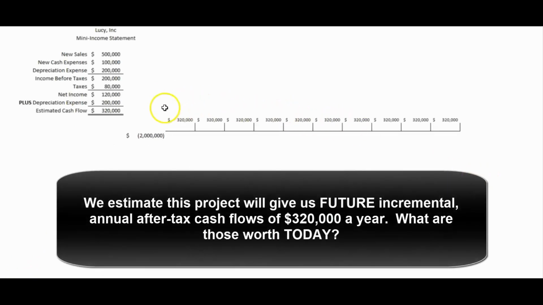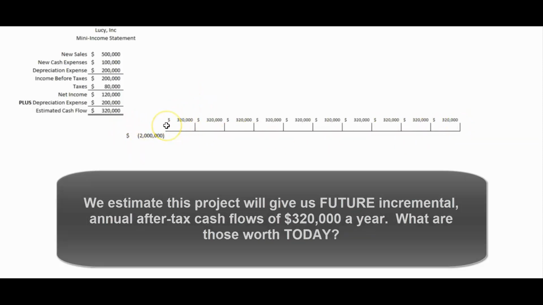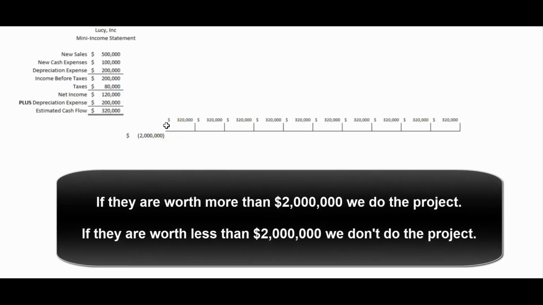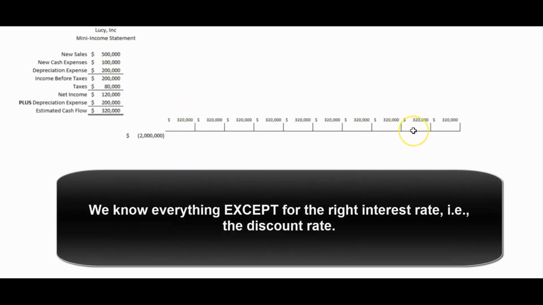So, these are our cash flows. We need to find out what these future cash flows are worth today. And if they're worth more than $2 million, then we'll do the project. If they're worth less than $2 million, we won't do the project. So what do we know? We know the amount, we know the periods, we don't know the interest rate. What rate should we use? What discount rate should we use?